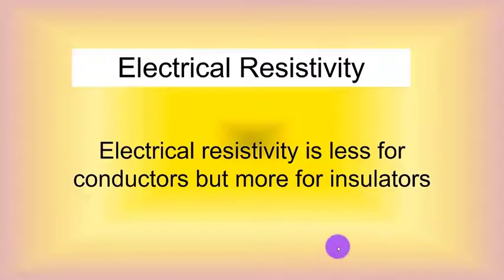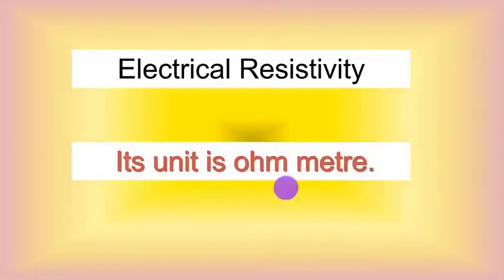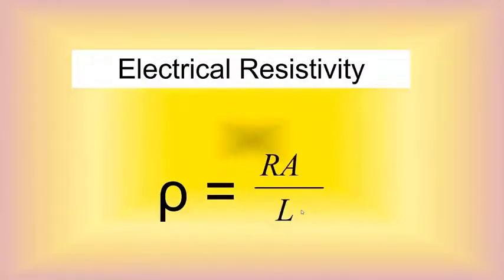Conductors are materials which allow electrons to pass through readily, and insulators resist the passage of the electrons. But the resistivity is less for conductors and more for insulators. Unit for electrical resistivity is ohm meter. Remember that the electrical resistivity is denoted by the letter rho, and rho is equal to RA by L.